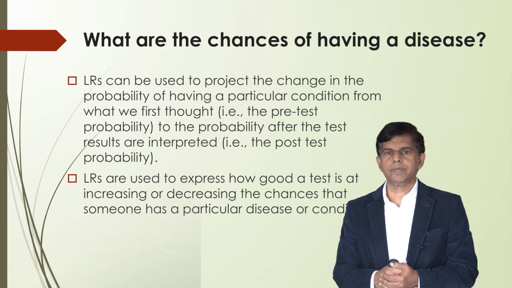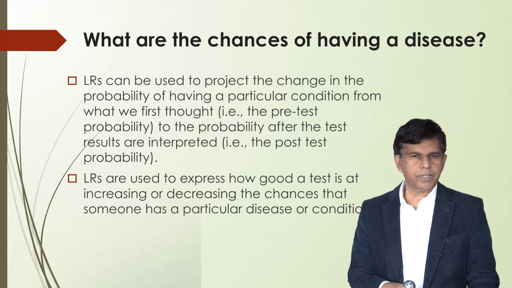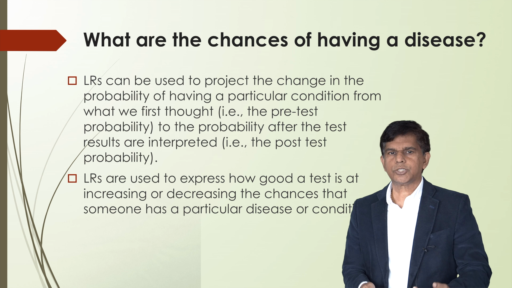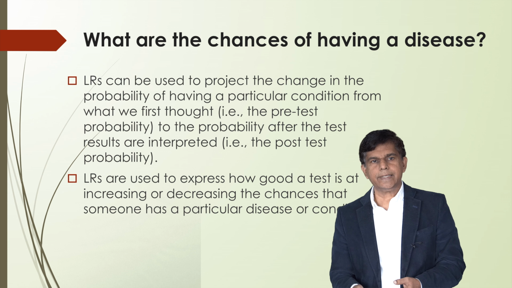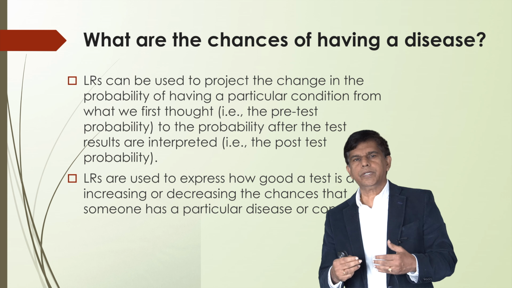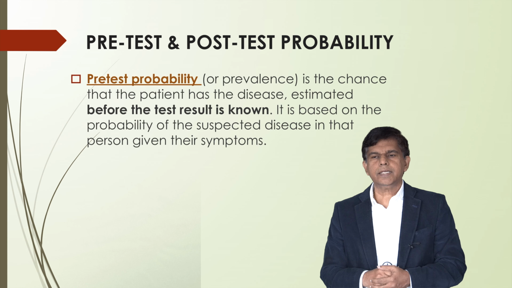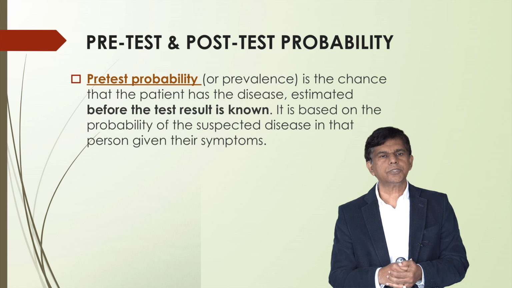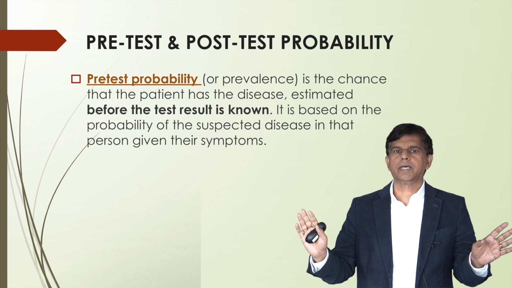We use this likelihood ratio to find out the chances of having a disease when you have particular symptoms or depending on the test results. That's why we have to express it as some kind of percentage. In order to express your odds, we need to know some more terms: the pretest probability and the post-test probability. So what is the pretest probability? That's the prevalence. Let's say the diabetes prevalence is 5% in the population. Then your pretest probability is always going to be 5%.